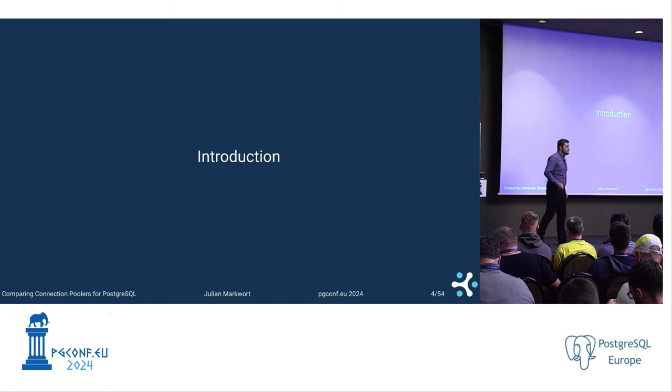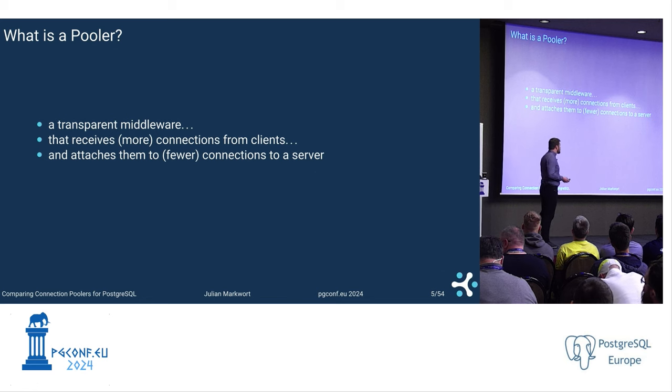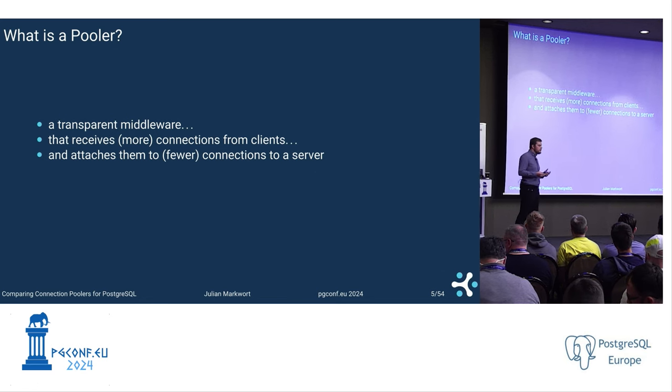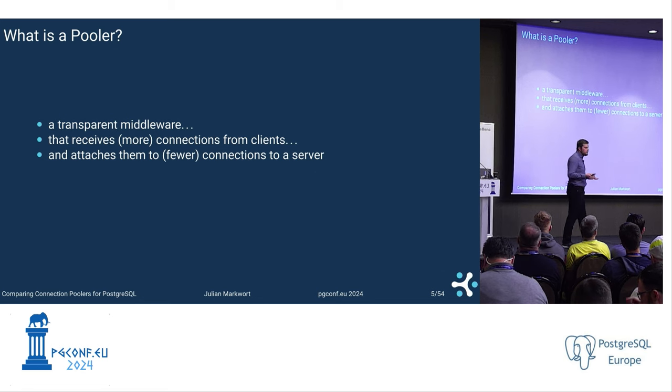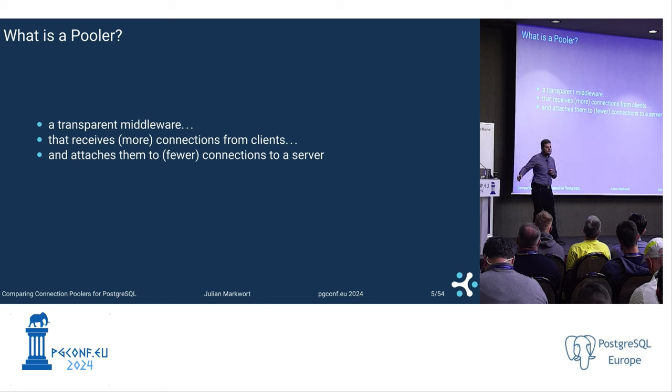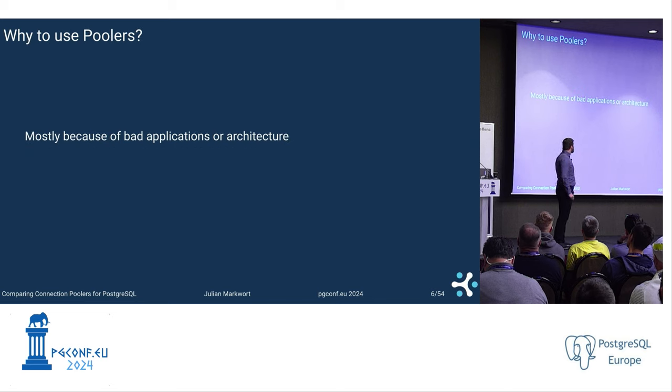So let's get into the introduction. What is a pooler, first of all? Well, a pooler is a middleware, and we take usually more connections from clients and somehow mix them into less connections to the database server. Well, you can have poolers for different things, for different tools, but today we're talking about PostgreSQL poolers.